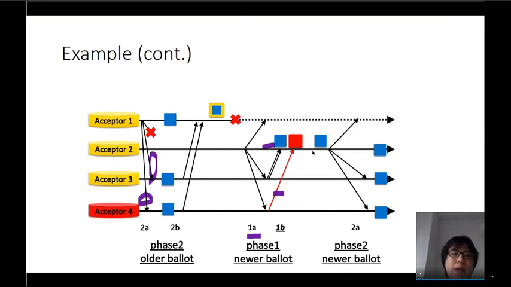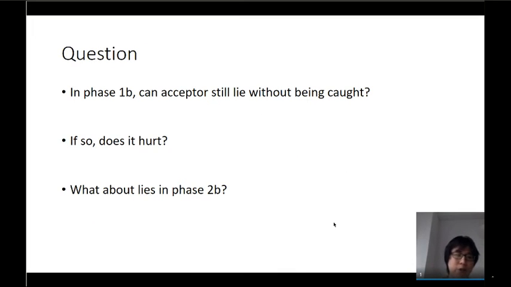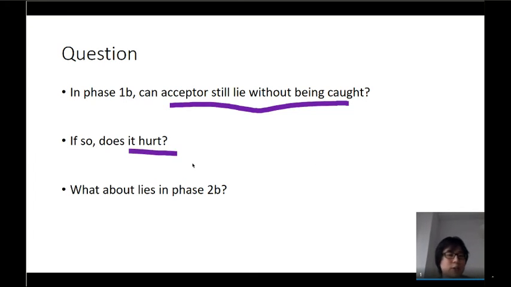Okay. So then acceptor 2 can go on with the original protocol. I have a few open questions for this. Now we assume that phase 1B is all attached with the previous phase 2B, phase 2A as proof. But the question is, can an acceptor still lie without being caught in this phase, right? If it can still lie, does it hurt?